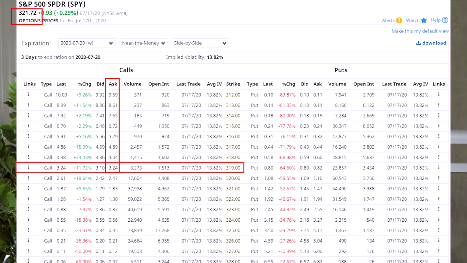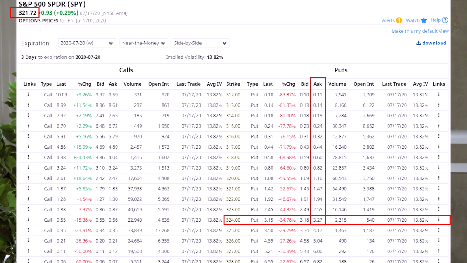I expect to make at least $2.72 for this option. As you can see, it's being sold for $3.24. Let's take a look at the put side. Remember how we flipped the formulas? If we bought the $3.24 put, we're in the money. I expect at least $2.28 in value for this option. As you can see, it's being sold for $3.27.